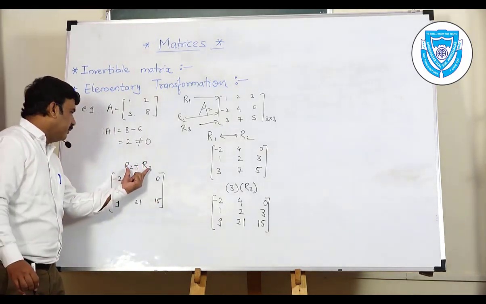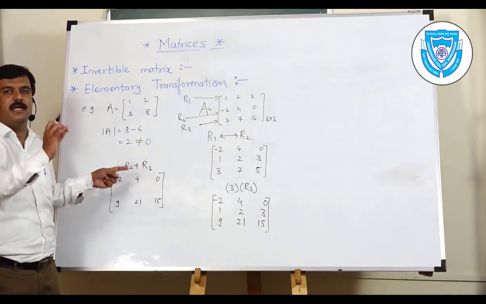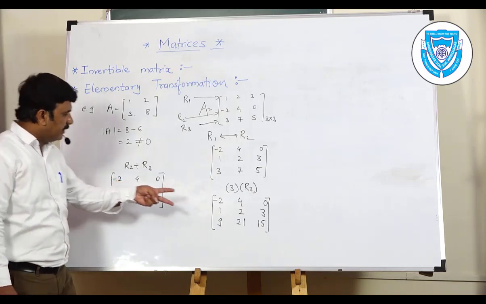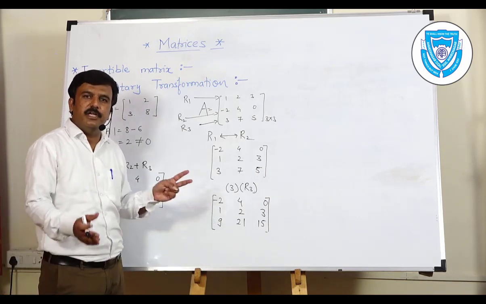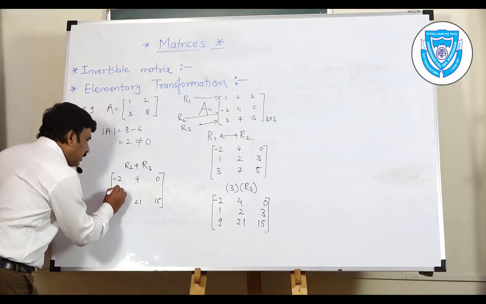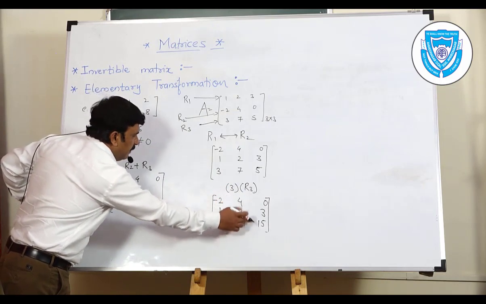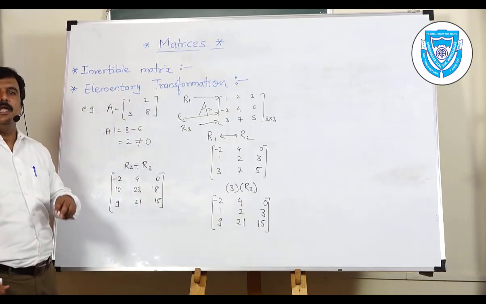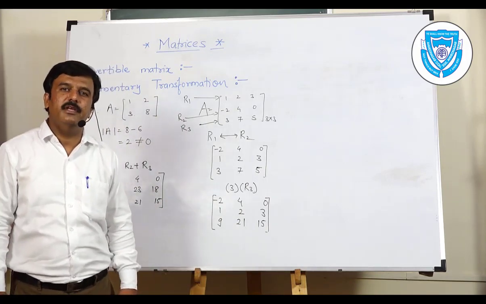Now we are performing the operation R2 plus R3. As we have written R2 first, we are going to change the second row. How to add the rows? We need to add the corresponding elements. So 1 plus 9 is equal to 10, whereas 2 plus 21 is 23, whereas 3 plus 15 is 18. This is how we can add or subtract any two rows or columns as per our requirement or convenience.